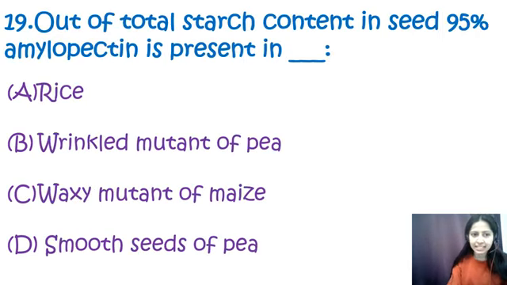Question number 19. Out of the total starch content in seed, 95% of amylopectin is present in. Options are rice, wrinkled mutant of pea, waxy mutant of maize, and smooth seeds of pea. So over here my correct option is C, that is the waxy mutant of maize. Out of the total starch content in seed, 95% of amylopectin is present in the waxy mutant of maize. Option C is correct.